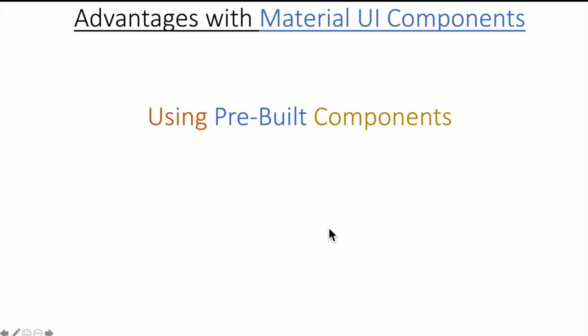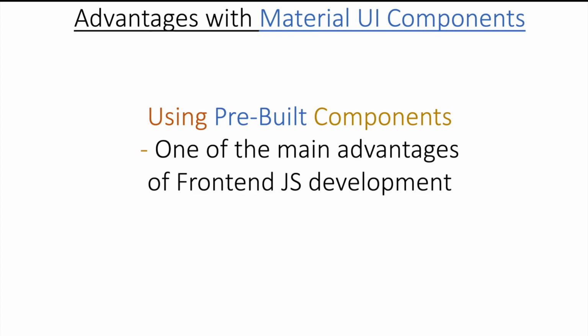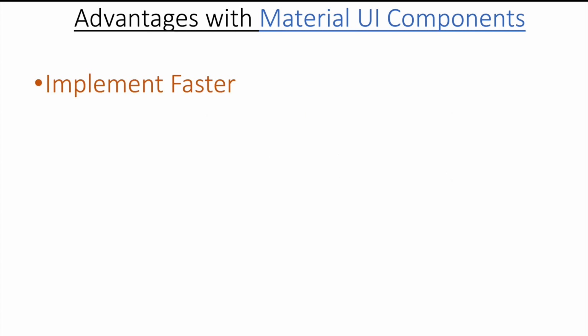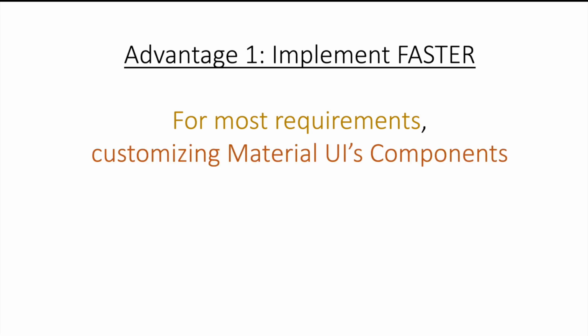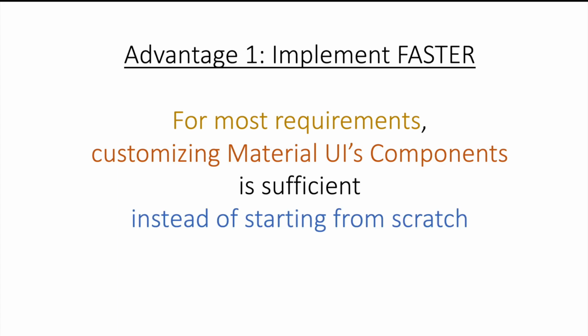Material UI gives us pre-built components, and using pre-built components is one of the main advantages of front-end JavaScript development. Now, why is that? That is because it allows us to implement faster and also with better quality. We can implement faster because for most requirements, customizing Material UI's components is sufficient instead of starting from scratch with the div, span tags, etc.